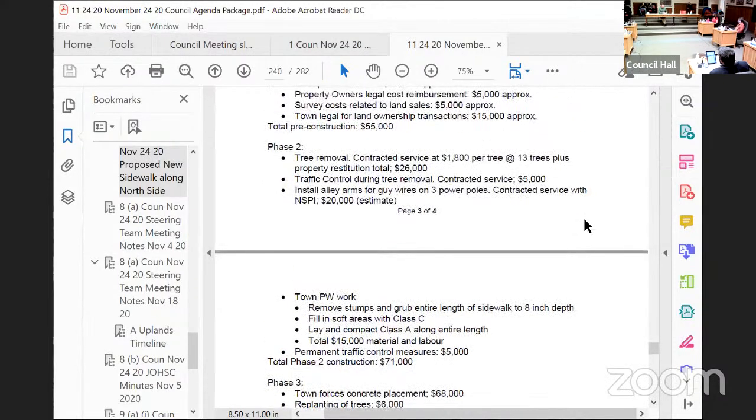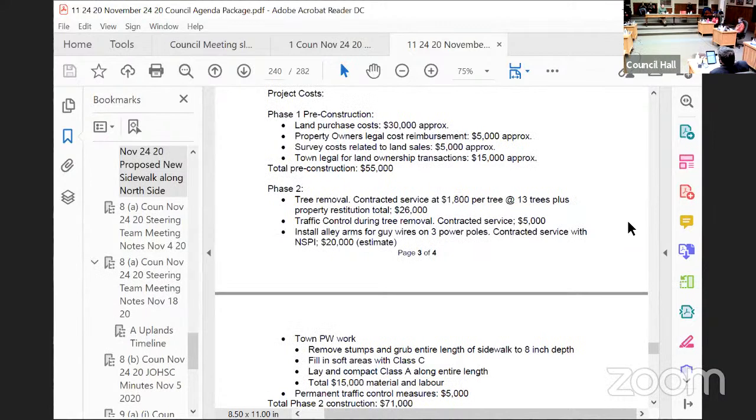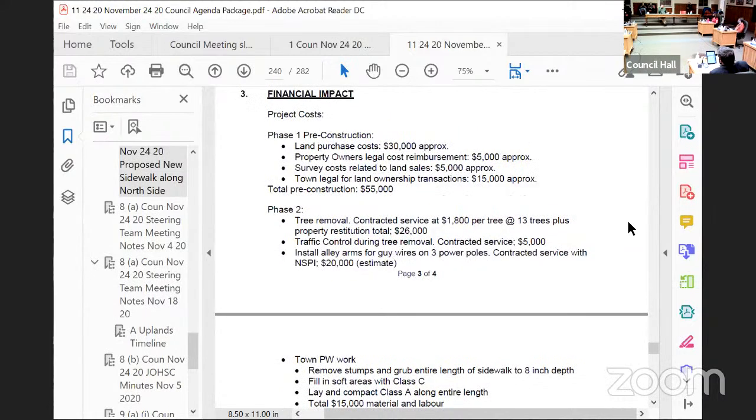That's a good question. What did we say about that? Well, we should probably have identified a little more clearly where the options are. I think this was something we had talked about for next year's budget, to put it in the budget and proceed from that point.